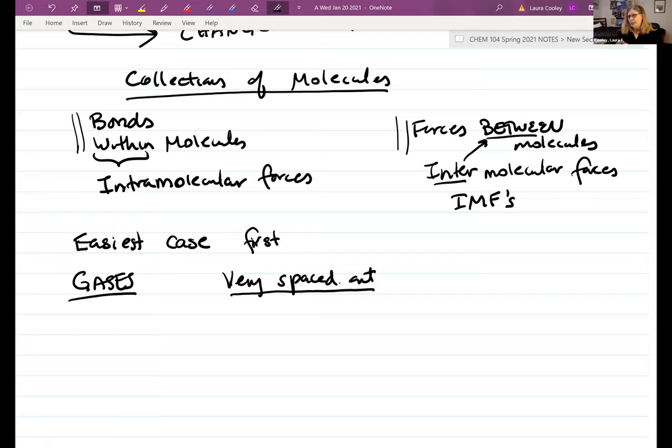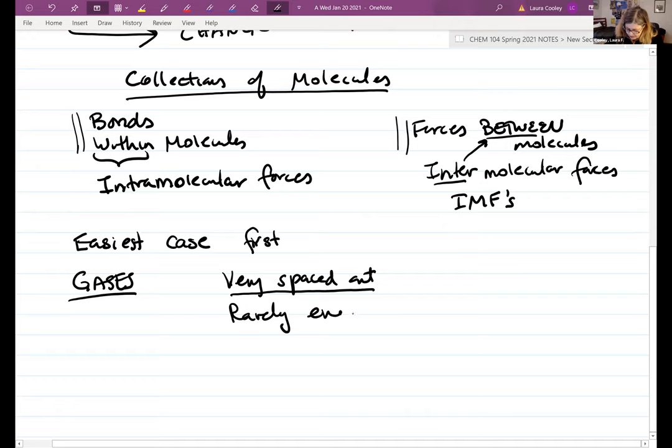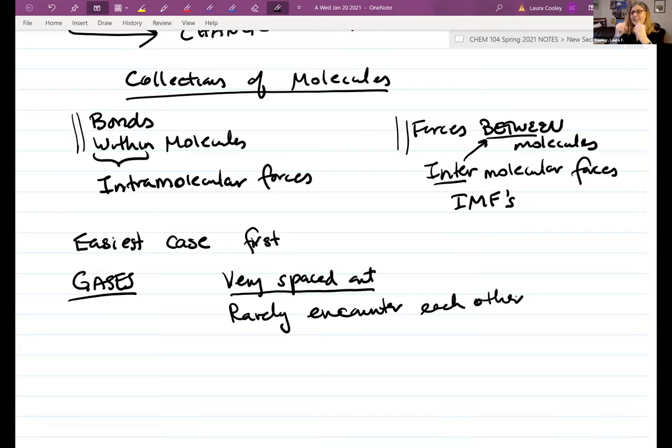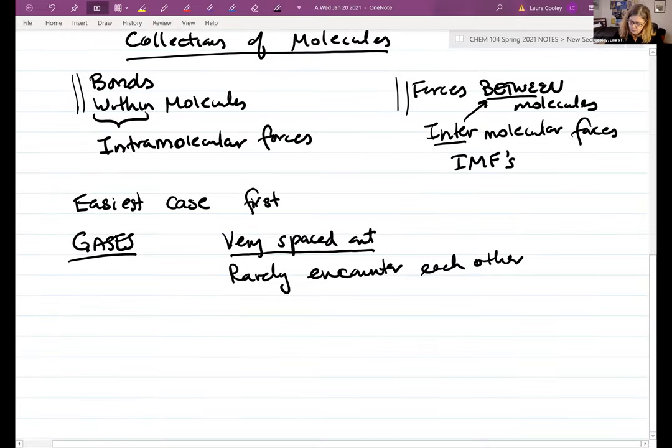But in terms of encountering another molecule, that's a pretty rare occurrence. So they rarely encounter each other. And yes, if they're molecules, they're vibrating, their bonds are going, like an H2 molecule, and it's moving around very fast. These speeds are in the hundreds of meters per second. But anyway, they rarely encounter each other. So this is the easiest case because they are generally so far apart that we really say that they are non-interacting.